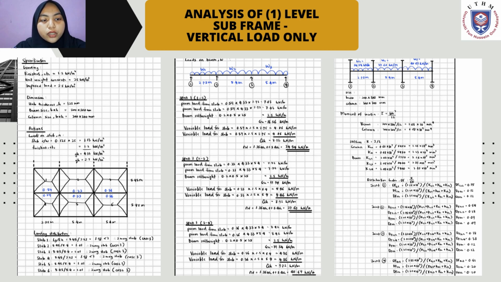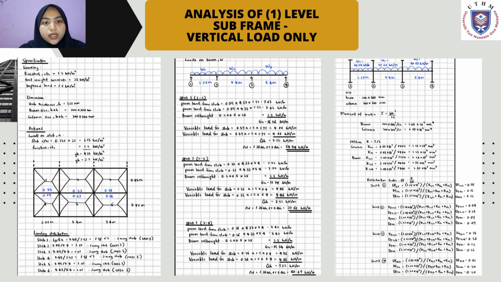So firstly, we have to calculate the loads on beam for span 1, which is 1 until 2, and then the design load is 34.54 kilonewton per meter, and then for the span 2 until 3, the design load is 37.60 kilonewton per meter, and then for the span 3, 40.96 kilonewton per meter.